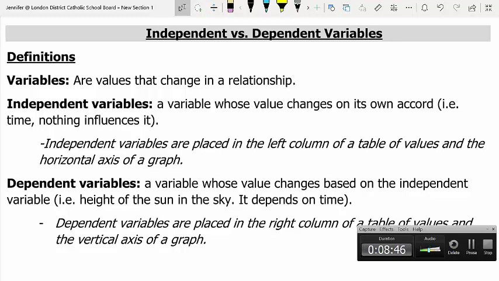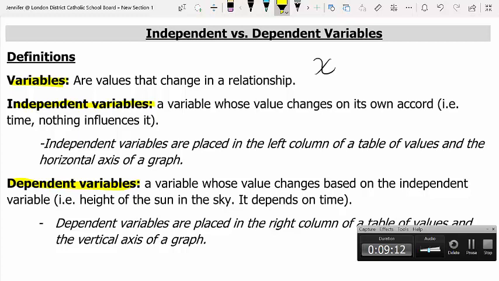Okay, independent versus dependent variables. So we need to do some definitions first. A variable is just something that changes in a relationship. A lot of times mathematicians use x as a variable, but just know that you can use any letter as a variable, and it always represents something that's changing. There are two types of variables: an independent variable and a dependent variable.